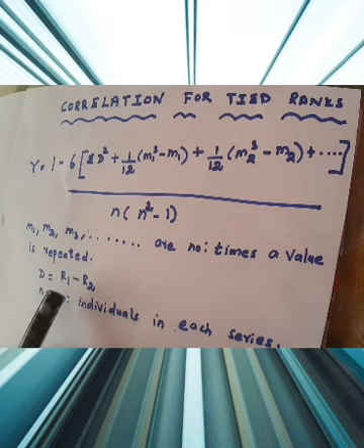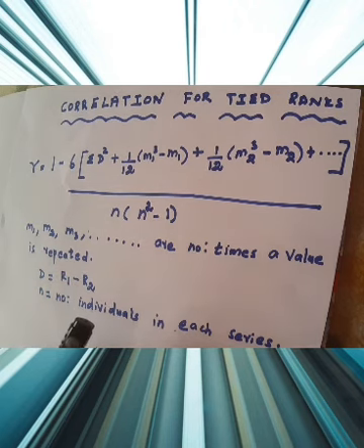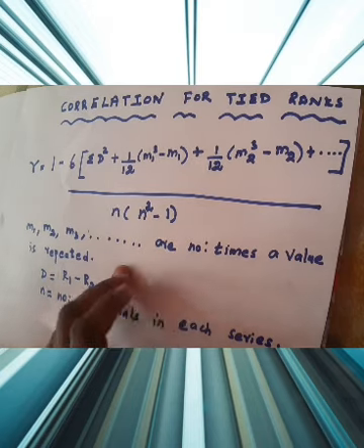D is R1 minus R2. We know it's the difference between the two ranks. N is the number of individuals in each series. Before we get into the problem, we'll see how we find m1, m2. I'll just explain it with an example.